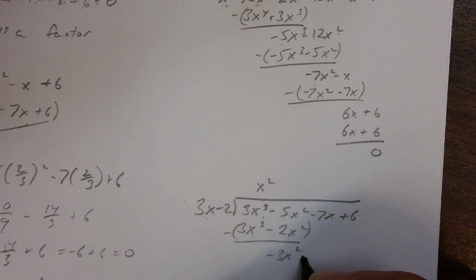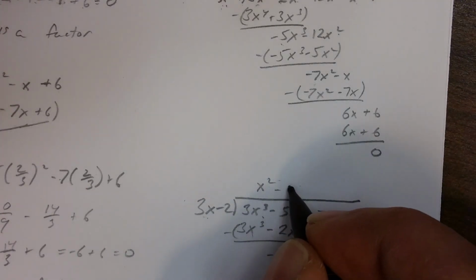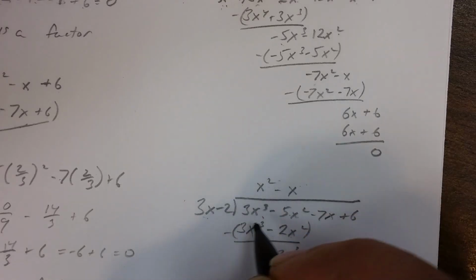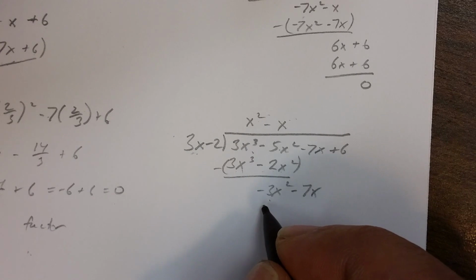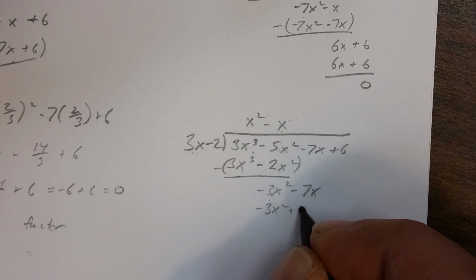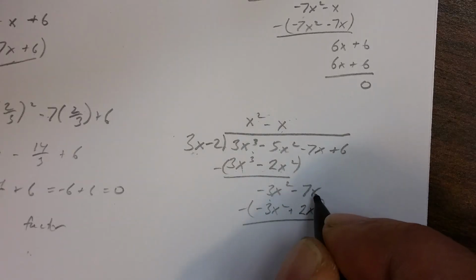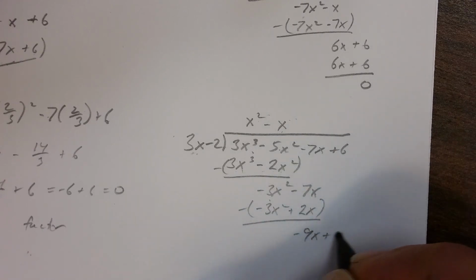I'll bring down my minus 7x. So 3x goes into minus 3x squared minus x times 3x. Minus x times 3x is minus 3x squared. Minus x times minus 2 is plus 2x. We're going to subtract. The minus 3x squareds cancel out. Minus 7x minus 2x is minus 9x. We'll bring down our plus 6.